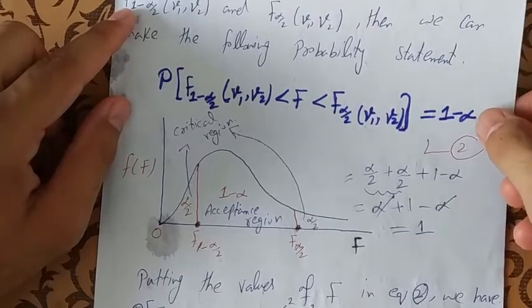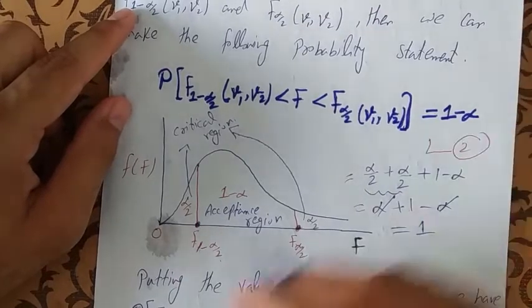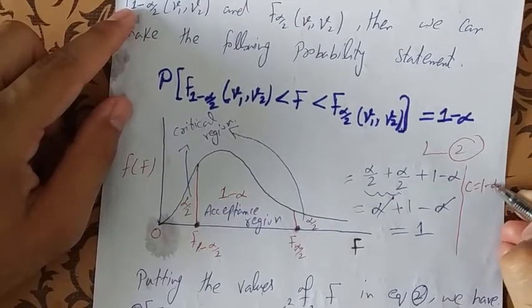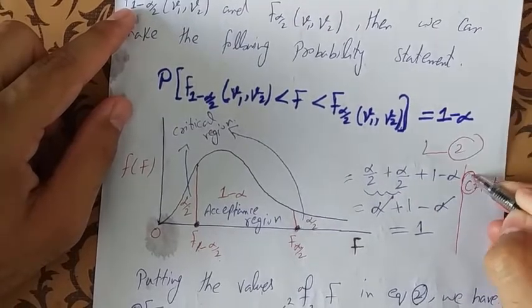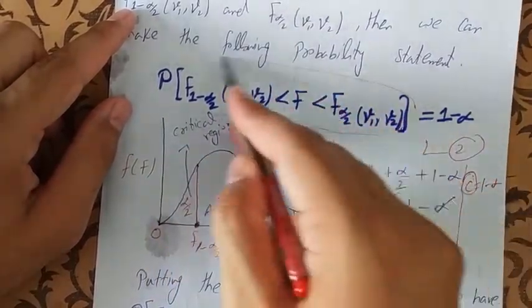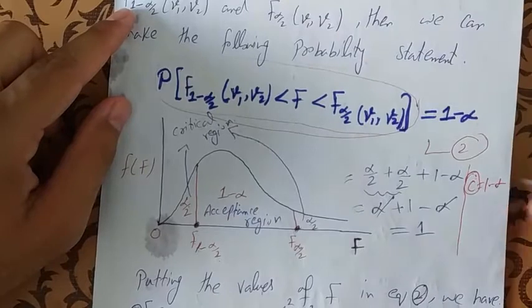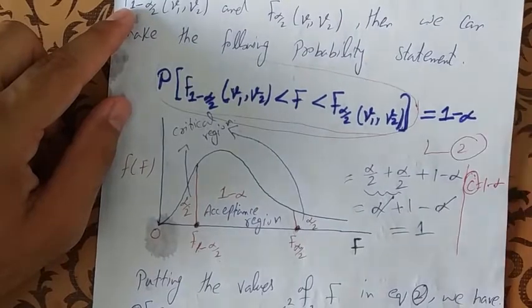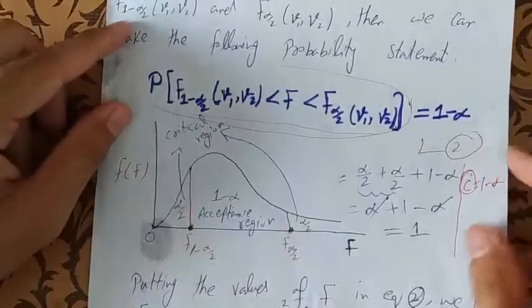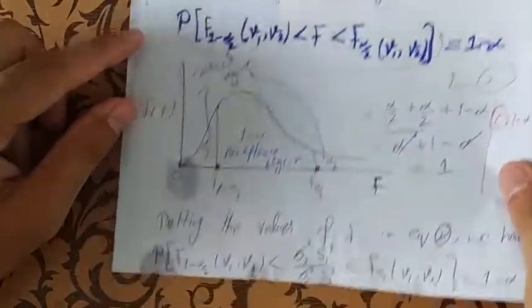And this shows the confidence interval. You know the formula for the confidence interval is C equal to 1 minus alpha, and here this C on the left side shows this relation, and the right side is equal to 1 minus alpha as it is. Now say this is equation number 2.